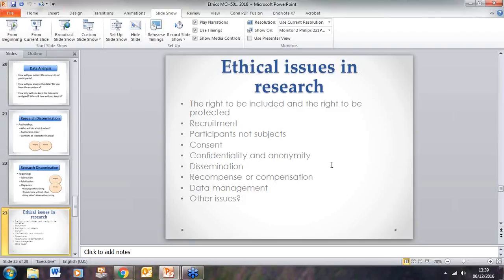Some would question if it's ethical to pay people for research, but we know that they do. So people who undertake drug trials, for example, get paid. Is that ethical? Some would suggest that it isn't. Should there be some compensation? Again, that could be considered to be morally questionable and ethically questionable. We've talked about data management, and we've talked about some other issues.